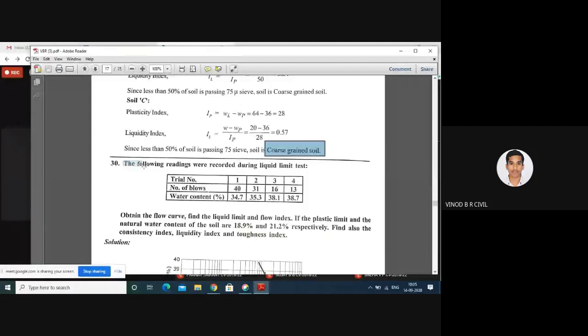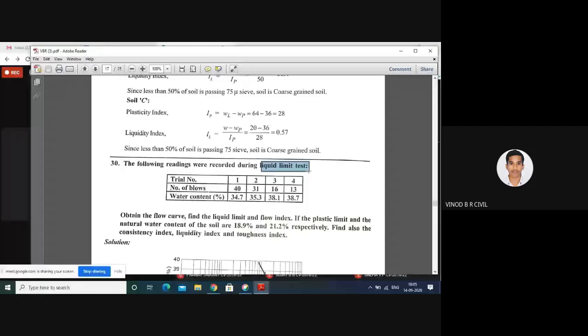The following readings were recorded during a liquid limit test. For the calculation of liquid limit, there are two tests. First one is Casagrande and next one is the cone penetrometer. For identification of liquid limit in this soil, one is the cone penetrometer.